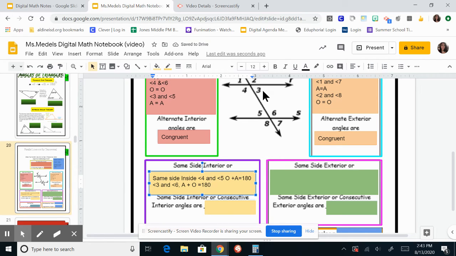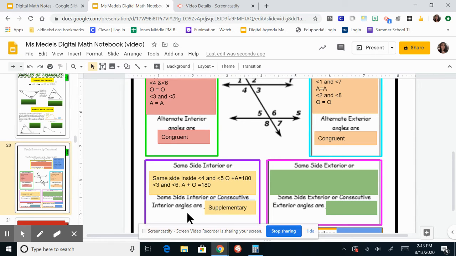So we can say that same side interior angles are supplementary. Sorry, that's how I have to know how to spell it. Okay, they are supplementary.